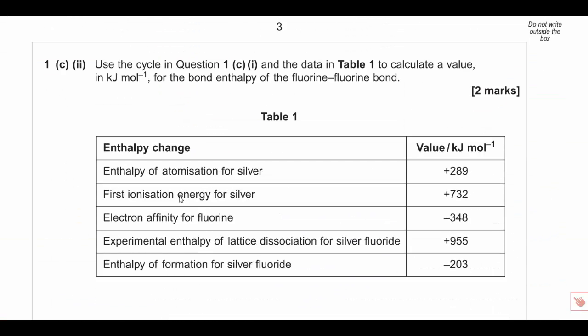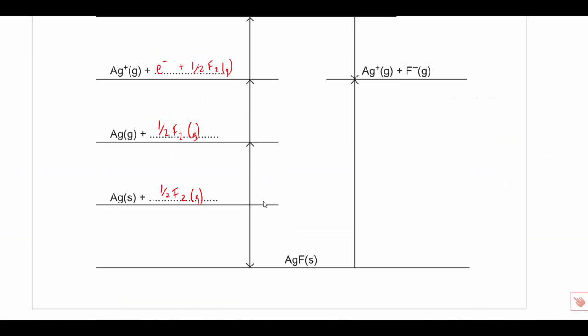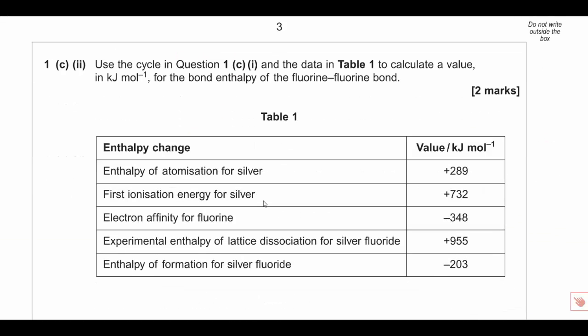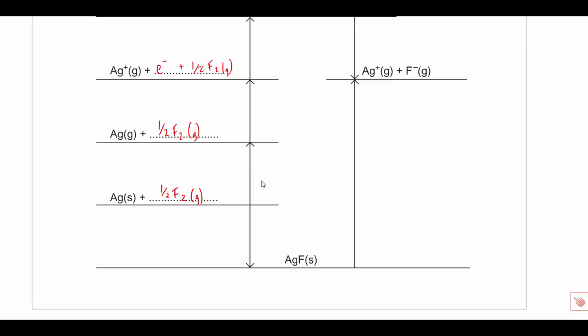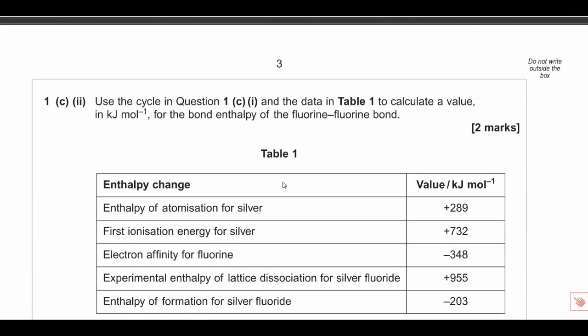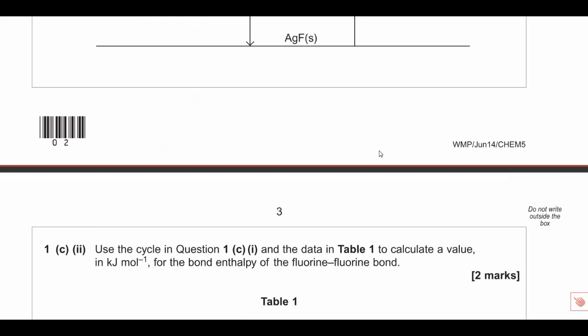So going down, use the cycle in question 1 to C1 and the data in table 1 to calculate a value in kilojoules per mole for the bond enthalpy of the fluorine-fluorine bond. So, bond enthalpy of the fluorine-fluorine bond. What data are we given? We're given the atomization, ionization, electron affinity.